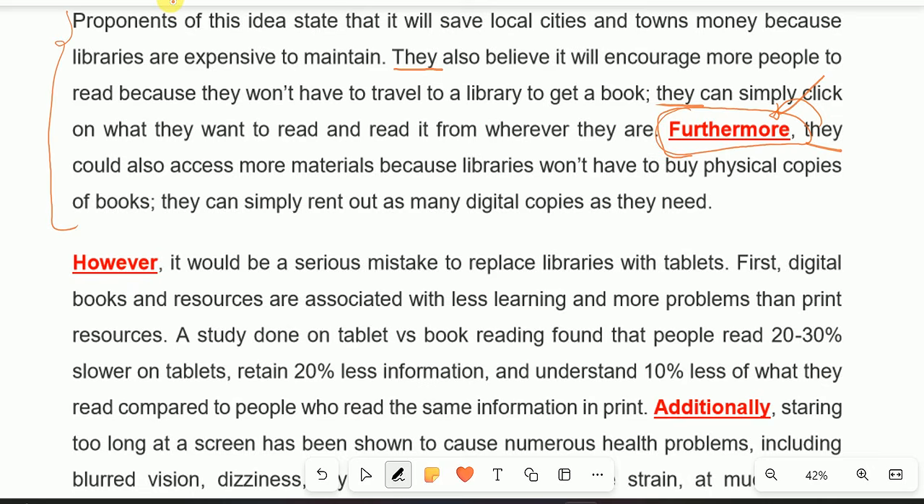Now, from the first idea, they say proponents of this idea said it will save local cities and towns money because libraries are expensive to maintain. The argument is that we can use digital reading instead of going to a physical library because libraries are expensive to maintain. That is essentially what is echoed in the first paragraph. Now you look into the second paragraph. It starts with what? However. Now remember the logical connectors that show what? That show contrast.